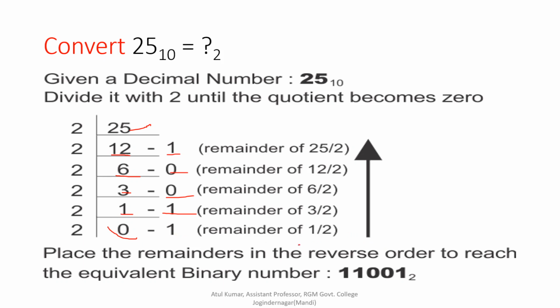To convert this into a binary number, we start collecting the remainders from downwards to upwards like this. So we start writing firstly 1, then 1, then the third digit is 0, the fourth is 0, and the fifth digit is 1. So this is the binary equivalent of the decimal number 25.